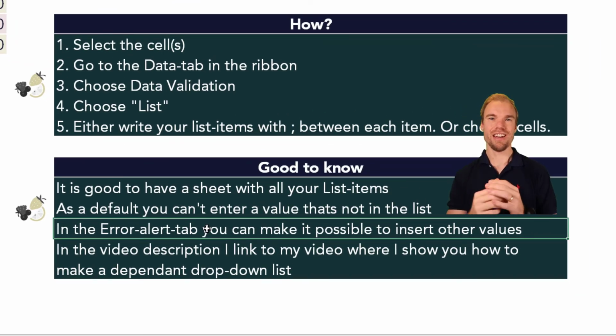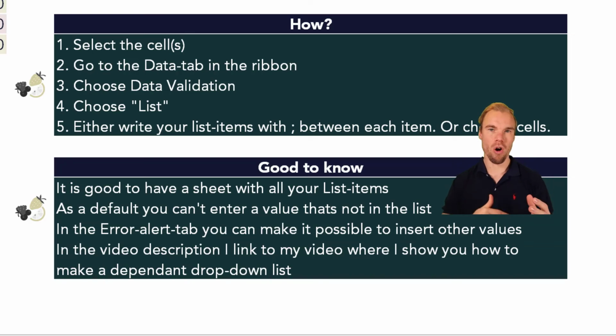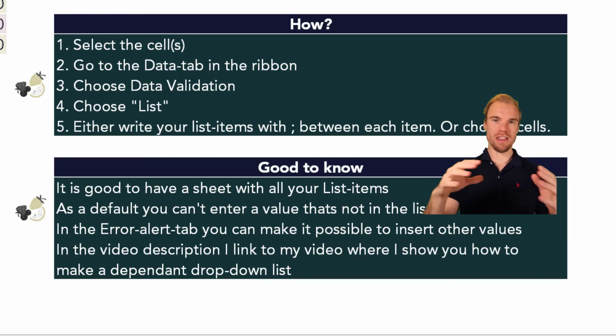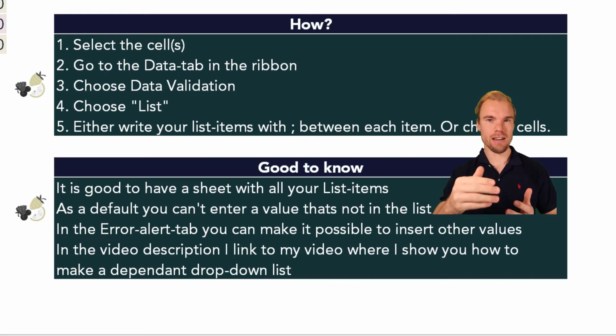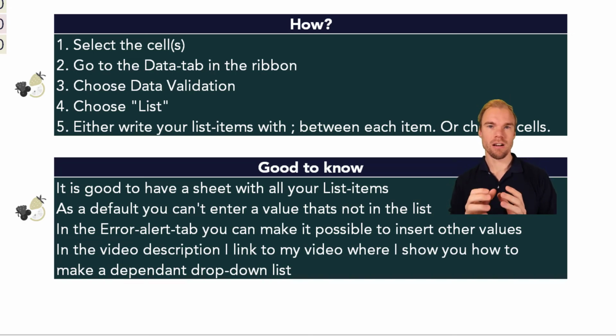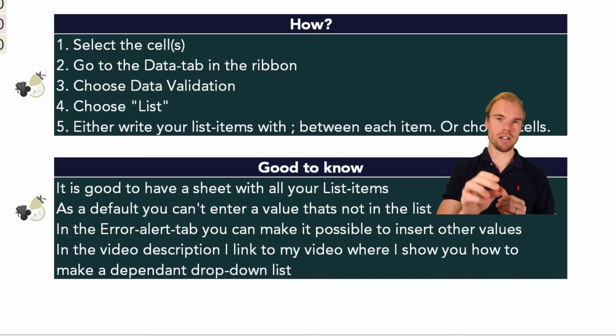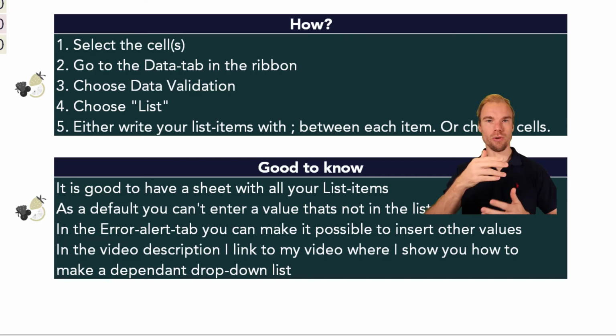And lastly, I just want to say that it is possible to make a list of a list, so a dependent drop-down list. So for example, in the first list, you choose a continent, and then in the second list, the items should only be countries in the continent that you picked in your first choice. So that is also possible, and a link to that video is in the description.